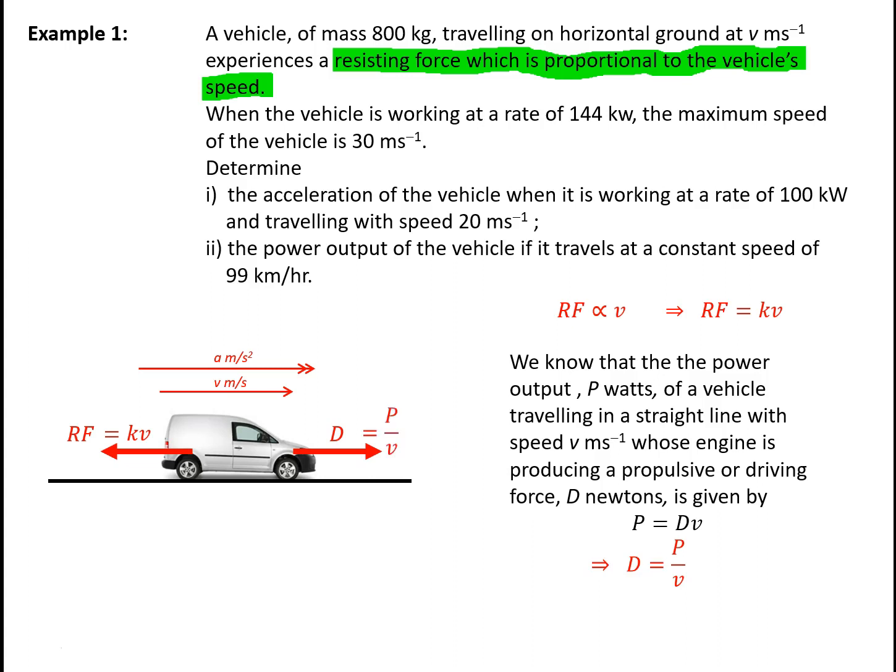So now, applying Newton's second law to the right, we have D minus RF must equal M times A. In other words, we've got P over V minus kV must equal the mass of the vehicle, 800, times A. And this is going to be the key equation for answering the whole of this question.